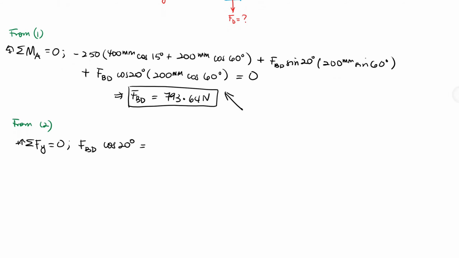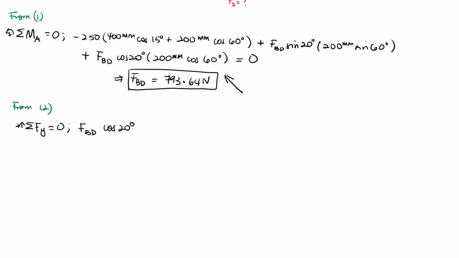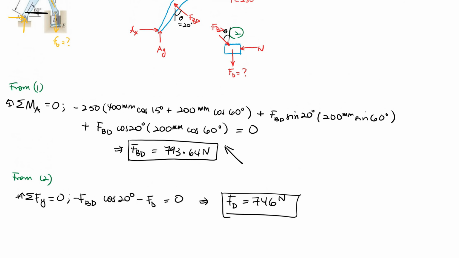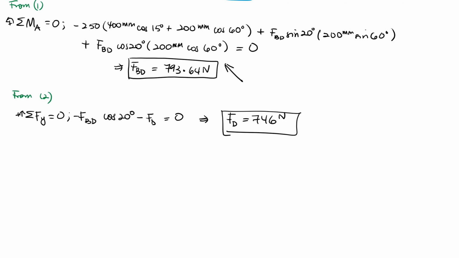And that has to be equal to FD. Or you can say FBD, which is negative, minus FD, and that's equal to 0. And that gives me FD as 746 newtons. So the force that is being exerted on point D as a result of the 250 Newton force at C is equal to 746.